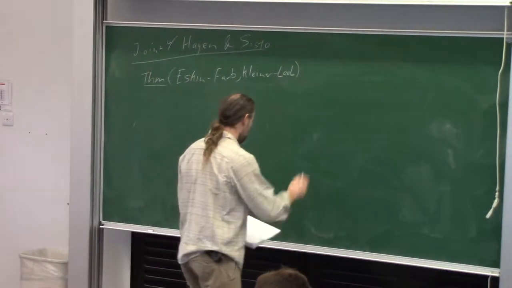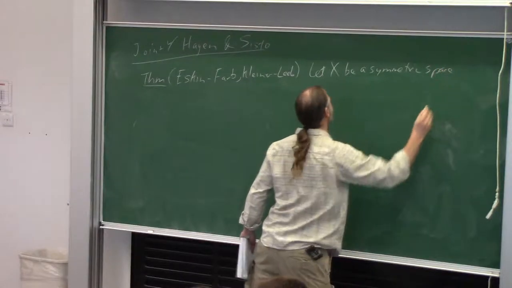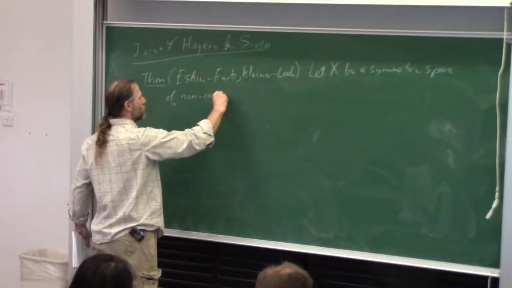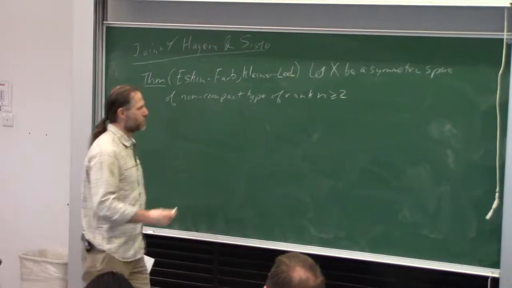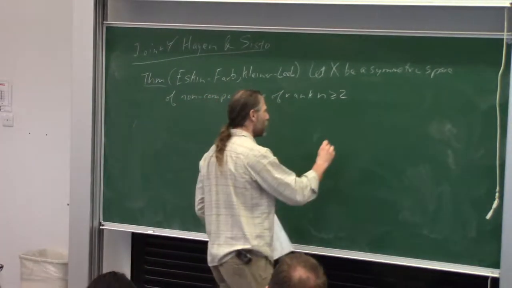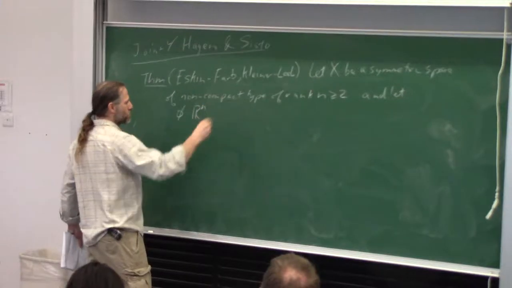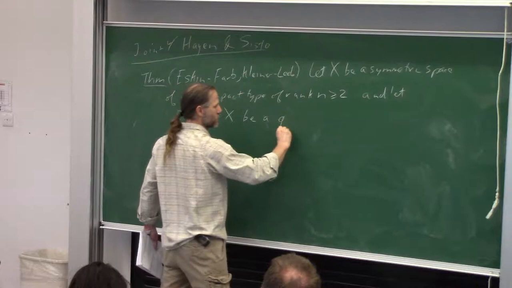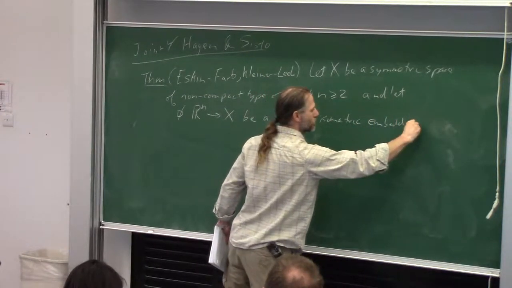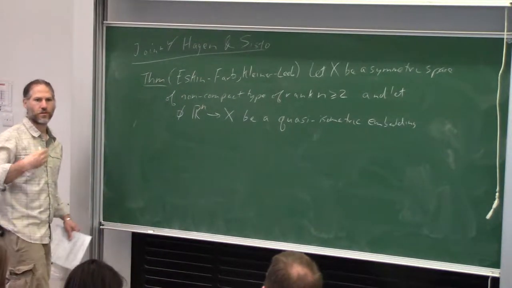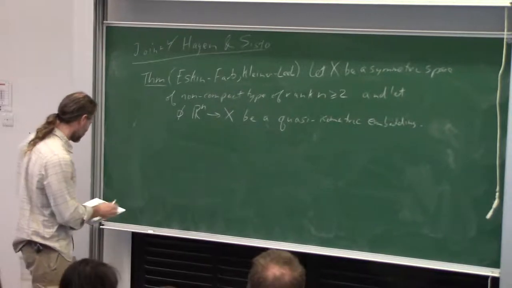So their result says, let X be a symmetric space of non-compact type, of rank n greater than or equal to 2. So you've got some high-rank symmetric space, and let phi be a map from R^n, the rank, into your space, a quasi-isometric embedding. A quasi-isometric embedding of R^n into the space is called a quasi-flat. And so the question is, what does the structure of quasi-flats look like in symmetric spaces? It's answered by the following conclusion.